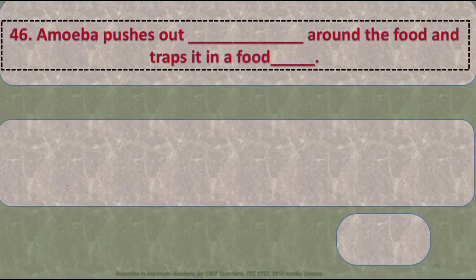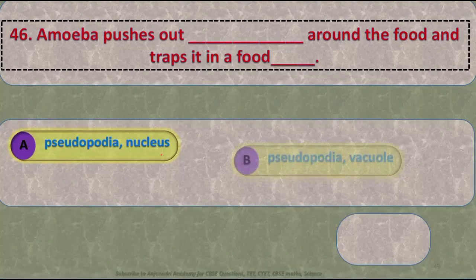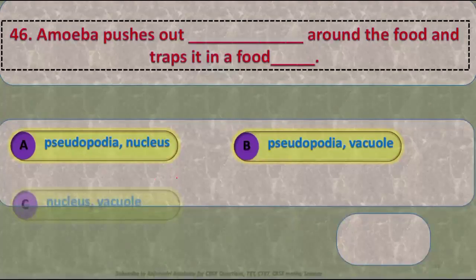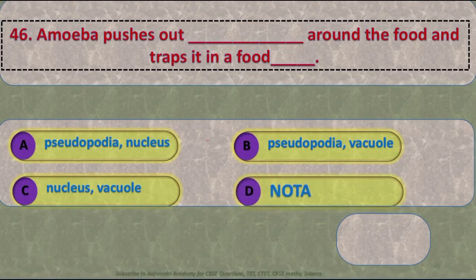Here is the next question. Amoeba pushes out dash around the food and traps it in a food dash. It pushes out the pseudopodia and traps it in vacuole. Option B is the correct answer for this question.